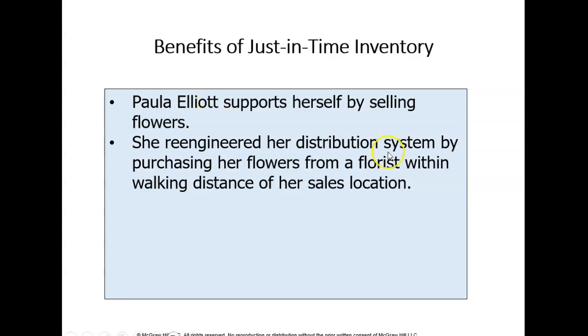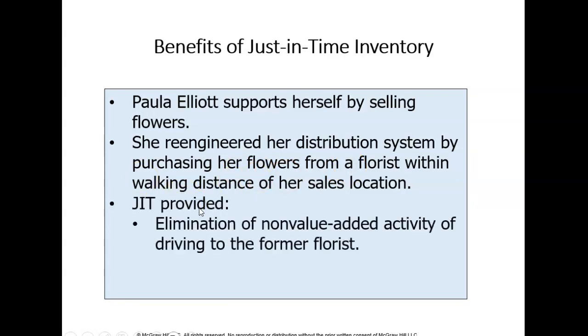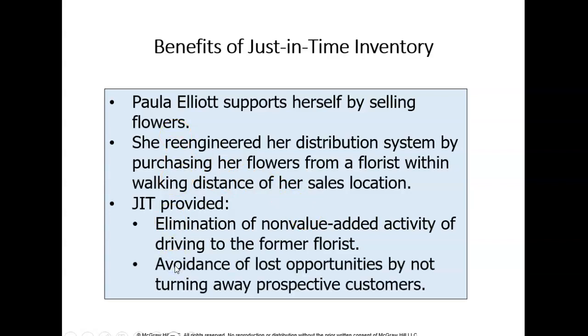So Paula Elliott supports herself by selling flowers. She re-engineered her distribution system by purchasing her flowers from florists within walking distance of her sales location. By doing this, there's elimination of non-value add activity of driving to the former florist. So now, as there are orders coming in from her customers, she's going to go to a local florist within walking distance of her sales location to sell these items to her different customers.